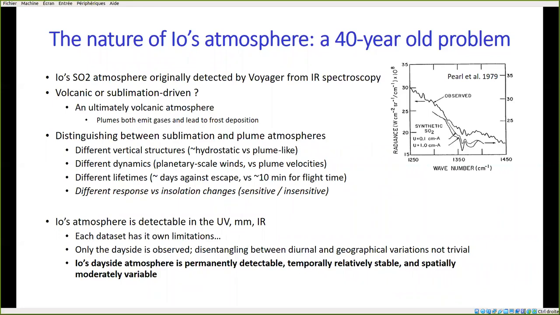Io's atmosphere is now detected in several wavelength ranges, and each technique has in fact its own limitations, modeling issues, and ambiguities. And furthermore, a general limitation is the fact that, at least from the Earth, we cannot observe the night side of Io. But despite all these difficulties, the observations have reached a consensus on the fact that Io's atmosphere is permanently present and observable, temporally relatively stable, variable but in some, I would say, organized way, and also spatially variable but moderately.